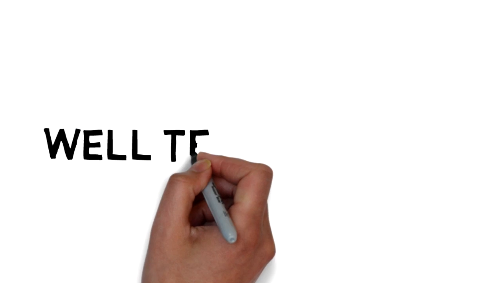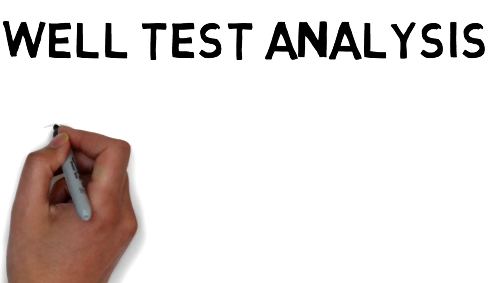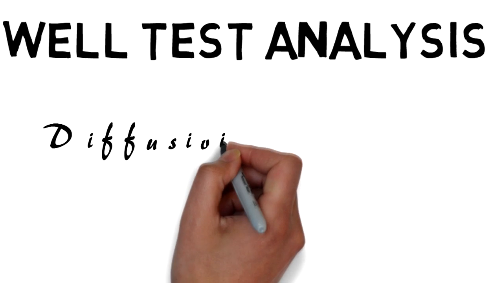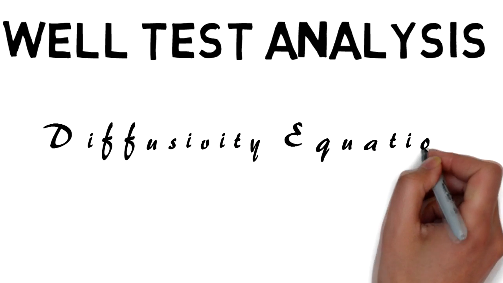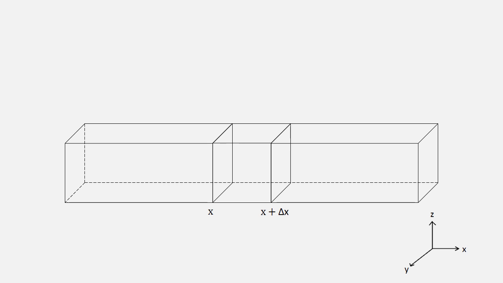In this video, we are going to explain the concept behind the derivation of the diffusivity equation. Before that, we will kick off with a linear reservoir system of one directional flow in the x-axis. The control volume of this system is highlighted in blue color. The whole system has a uniform thickness.